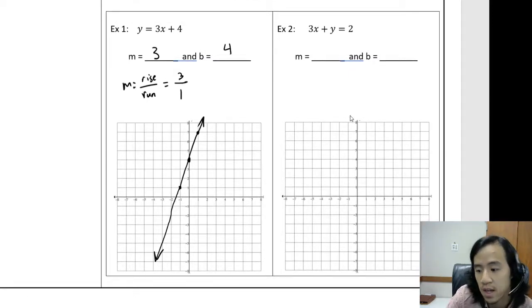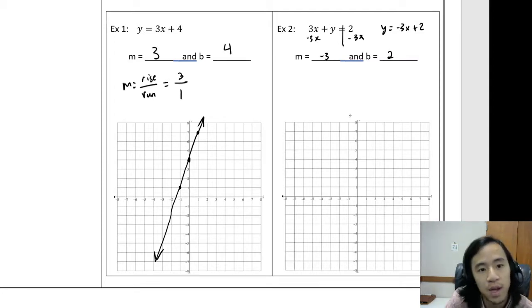Okay, so here's my second example. I'm going to get this into slope-intercept form. I'm going to subtract 3x on both sides. So I should get y is equal to negative 3x plus 2. So what is my m? It's negative 3. What's b? It's 2.